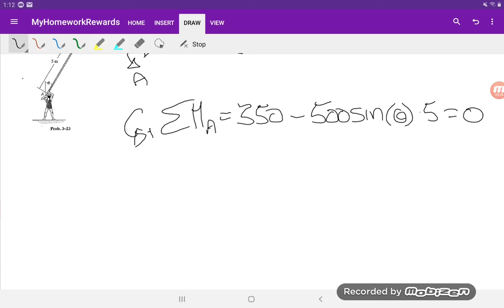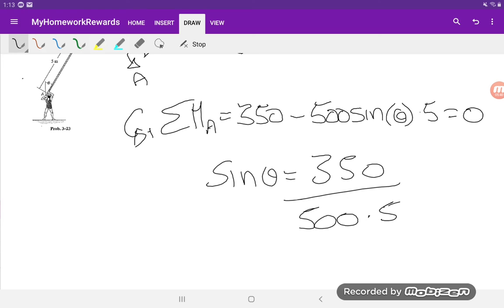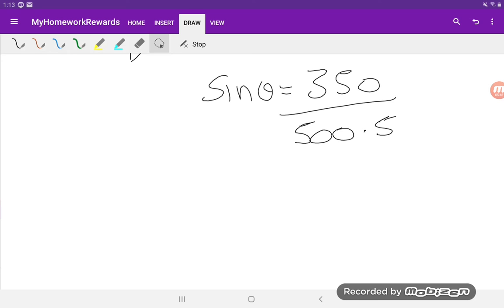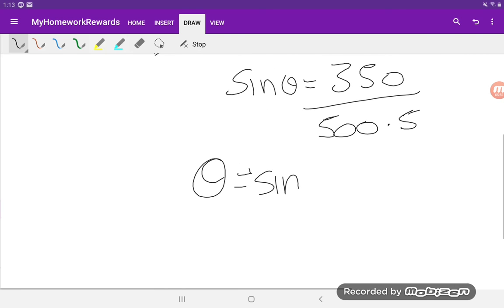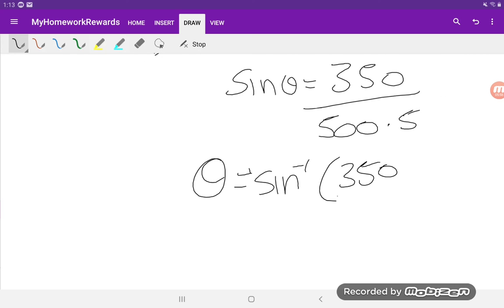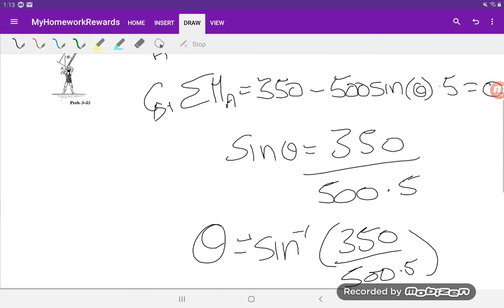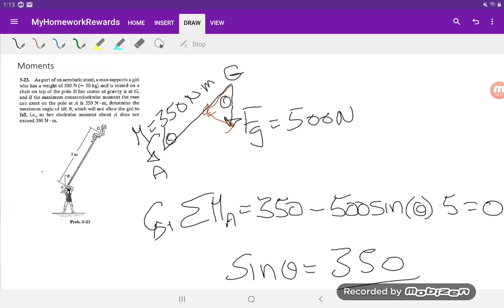So here we just need to rearrange, and we end up with sine of theta equal to 350 divided by 500 times 5. So that means that theta is just sine inverse of that fraction, or theta is equal to 8.05 degrees. So let's go back up to our question and see what that means. That means at an angle of 8 degrees, the moment that the man is producing will be exactly equal and opposite to the moment produced by the force of gravity from the girl's weight.